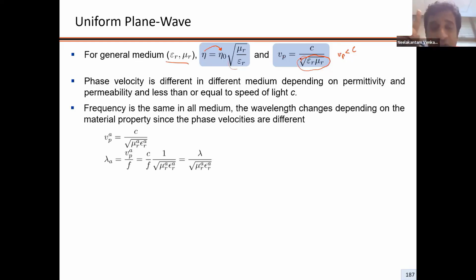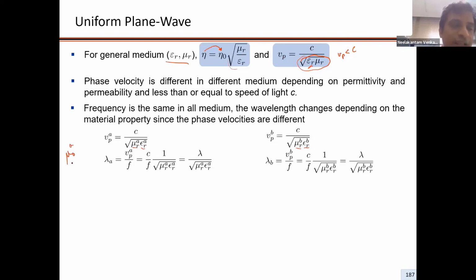Let's take two different mediums now, having different epsilon r. In case A, it's epsilon r A and mu r A. In case B, it's epsilon r B and mu r B. Two different mediums. It turns out that when I have two different mediums, the frequency in both mediums is the same. The phase velocity is different and the wavelength is different.